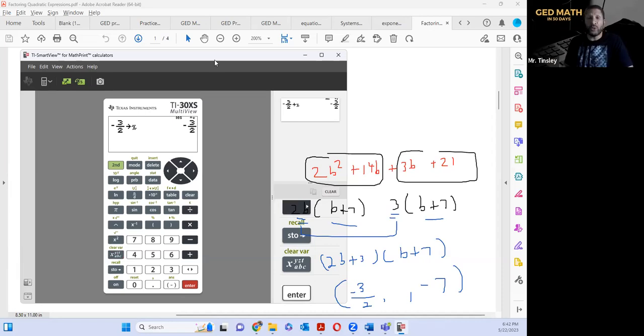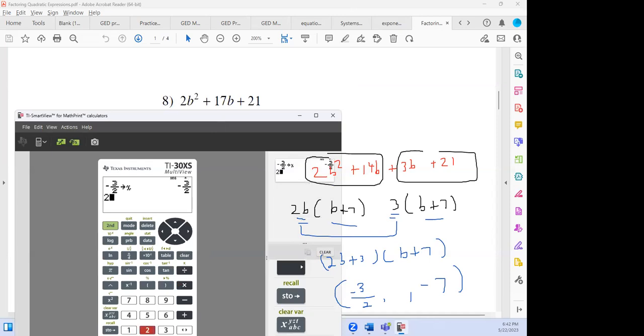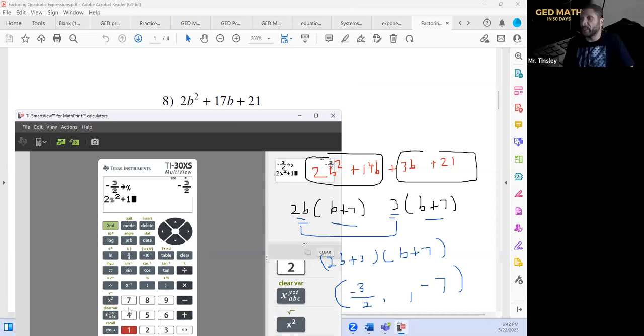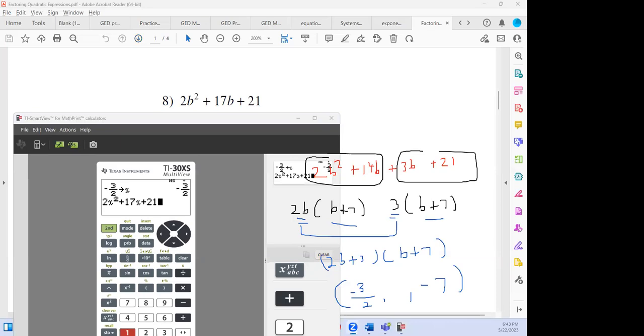2x squared. Mr. Tinsley, that says 2b squared. Why are you putting 2x squared? Does the variable matter? No. So 2x squared plus 17x plus 21. If -3/2 solves this equation, when I press enter, what number should I expect to get? 0.